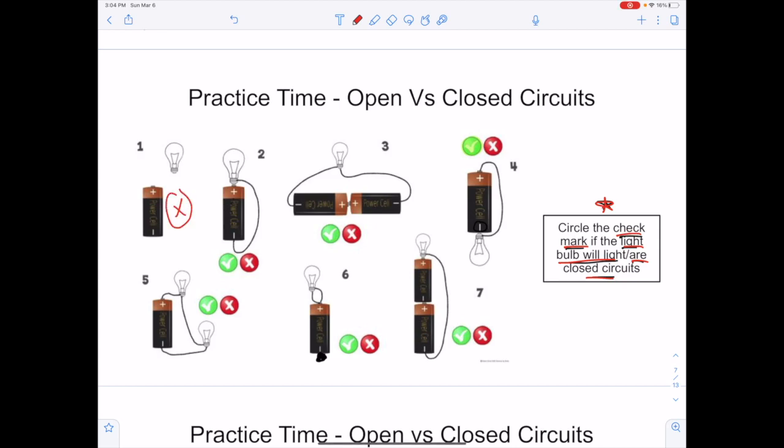Here we have a closed circuit, or an open circuit. This one is certainly closed, certainly closed. This one is closed, closed. Nope, this one is open. Our electrons are going to stay down there. This one is definitely closed.